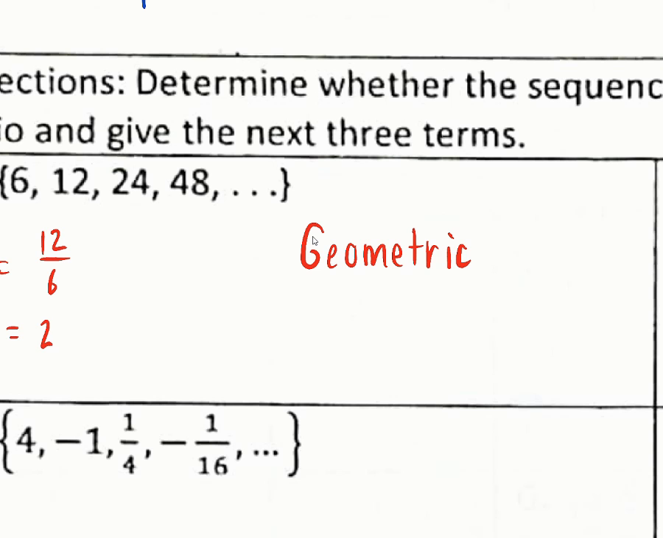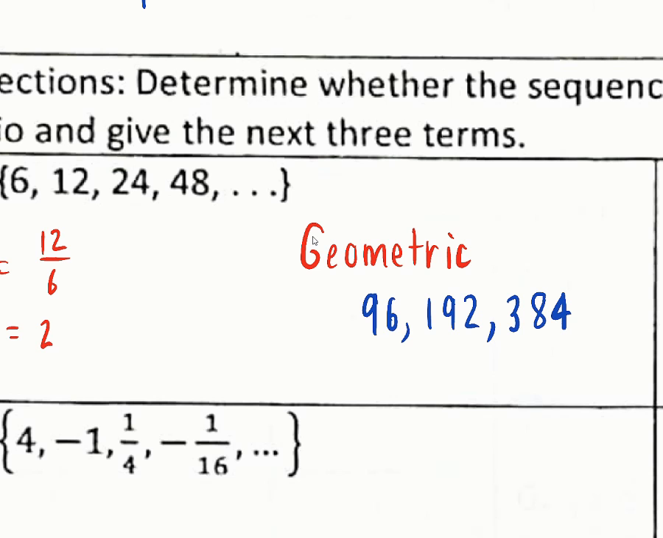So how do I find the next 3 terms? You keep multiplying by 2. What's 48 times 2? 96. What's 96 times 2? 192. And then finally, what's 192 times 2? 384. I want to make sure everybody knows. It's 384.